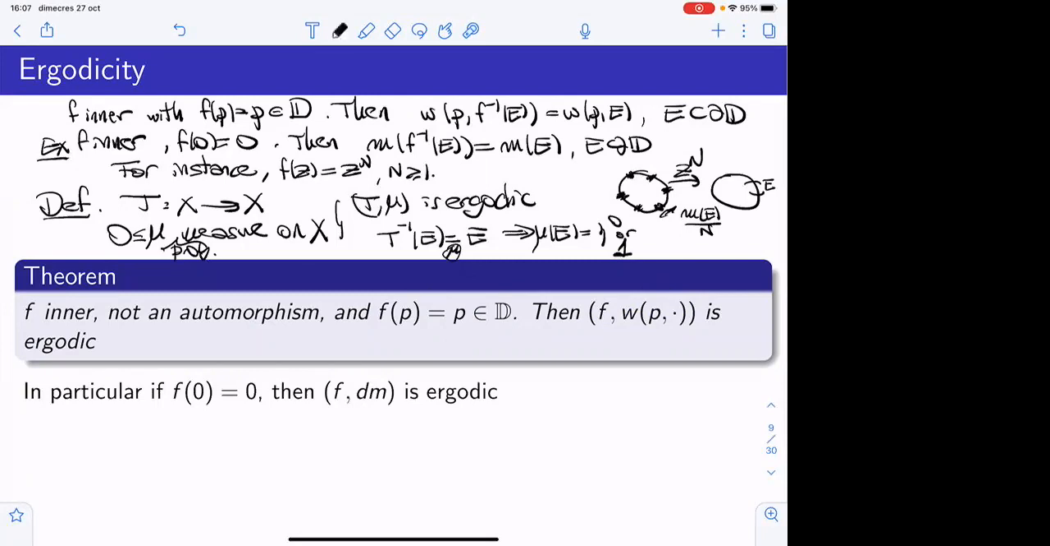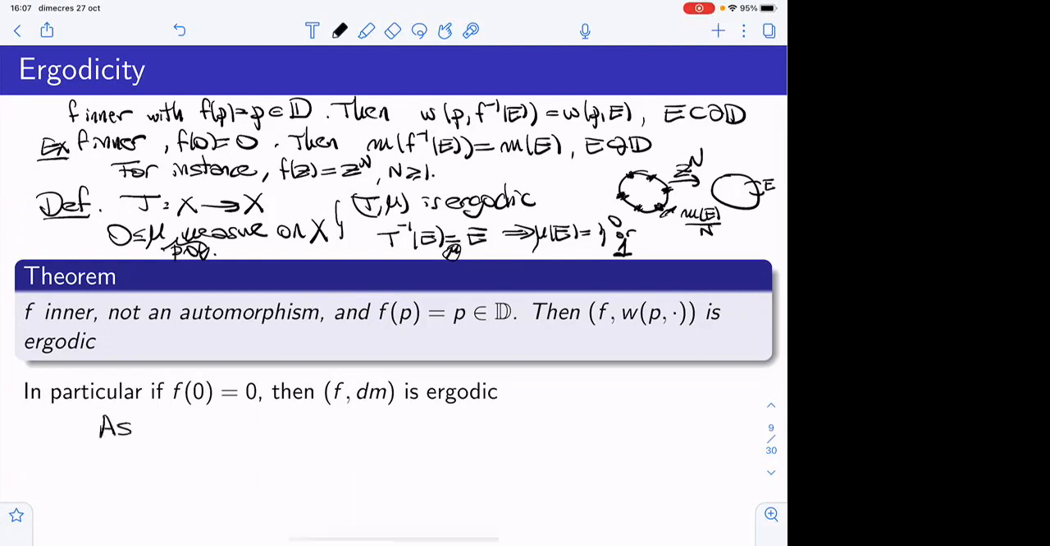Let me give you the proof of that in the case where p is equal to 0, when the function fixes the origin. Actually, this is essentially all you need to prove, because if not, you would replace f by the composition of f with Mobius transformations in such a way that the composition fixes the origin. So without loss of generality, we can assume that f fixes the origin. Okay, so let's show that then f is ergodic.